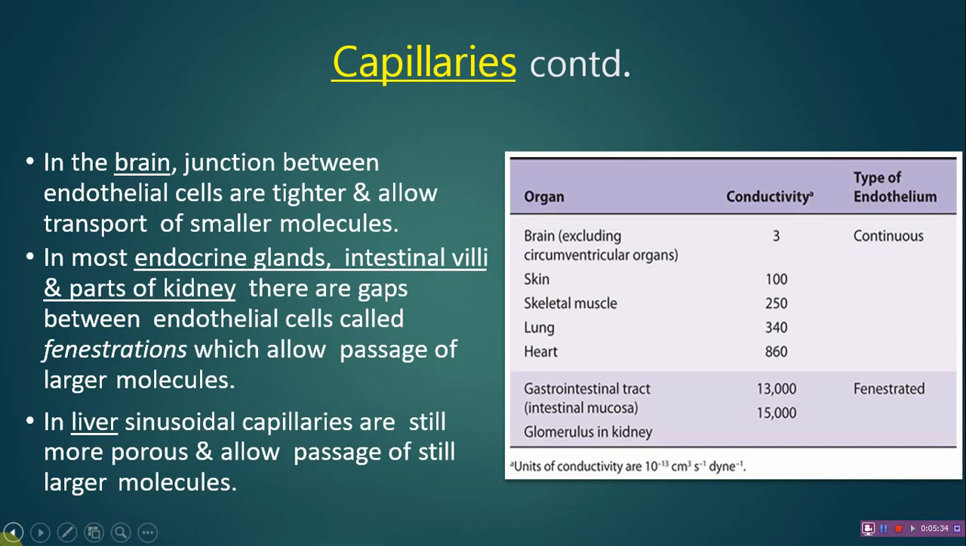Now this table shows the conductivity and the different types of endothelium in different organs of the body. In the brain, the junctions between endothelial cells are tighter and allow transport of only smaller molecules, so the conductivity is low. This is depicted in the figure. In most endocrine glands, intestinal villi, and parts of the kidney, there are gaps between the endothelial cells, which are called fenestrations, which allow passage of larger molecules. Whereas in the liver, sinusoidal capillaries are still more porous and allow passage of still larger molecules. So you can see from this table, the GIT conductivity and the glomerulus in the kidney conductivity are larger because they are fenestrated.